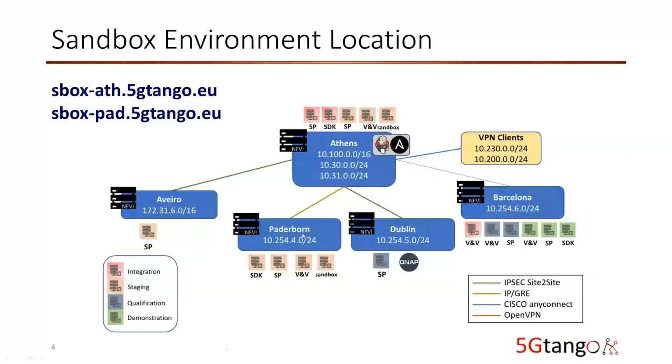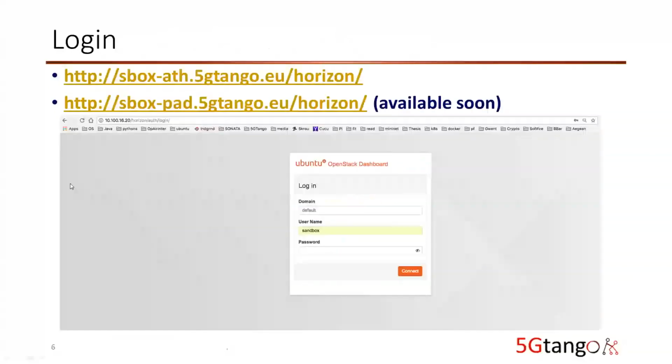Okay, so the sandbox operation. How can I log into my sandbox environment? I have two URLs. One is for Athens. I go here, then put the username and the password that is in the wiki page, and click on connect, and then I am logged into the sandbox environment. Paderborn will be available soon. This URL will work as soon as the sandbox environment is already configured.